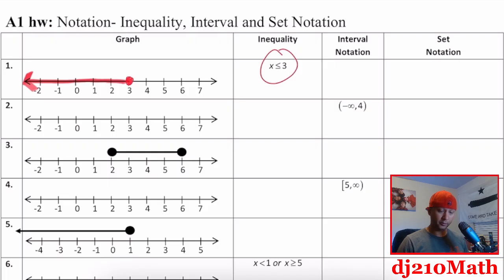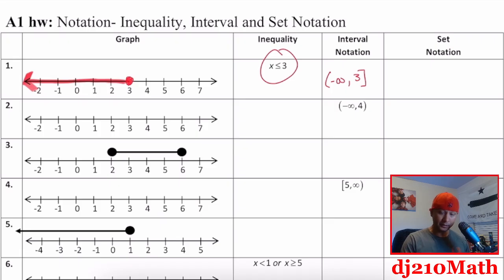Okay, in interval notation, remember this is the use of infinity if we need to and no x. Since it's to the left, negative infinity, since it always gets the parentheses, up to 3. We include 3, so we get a bracket.